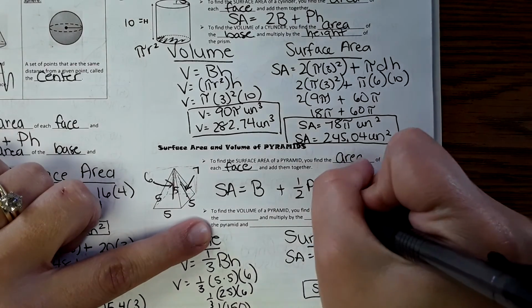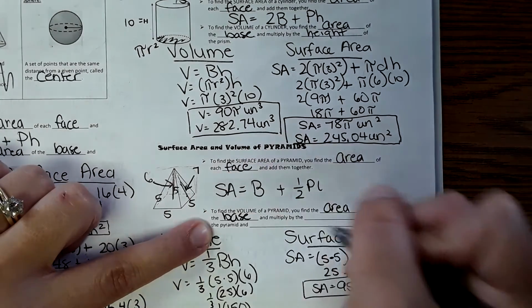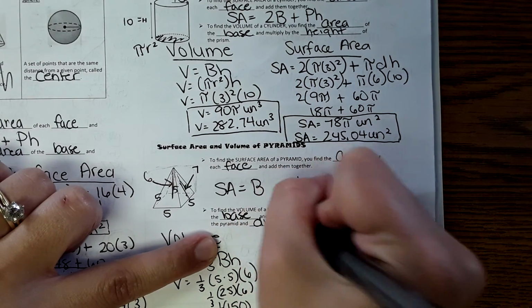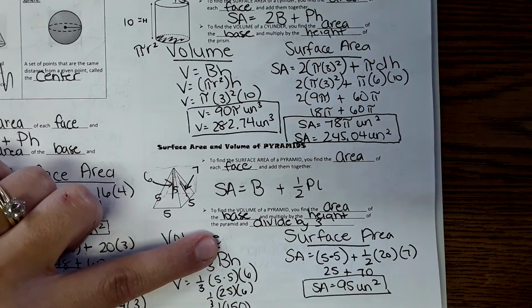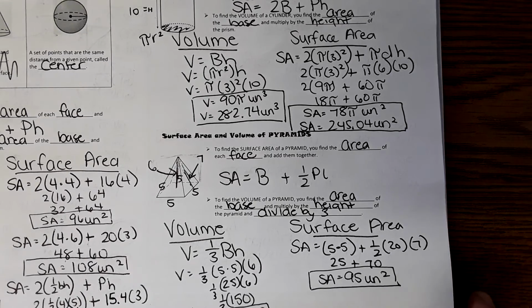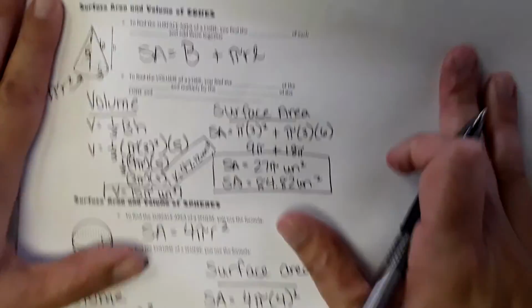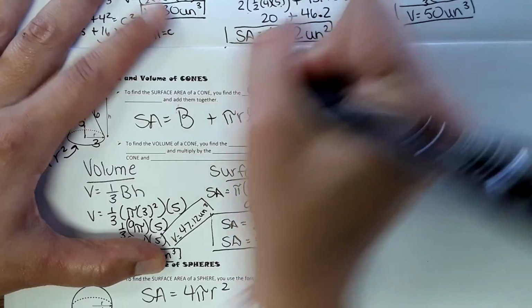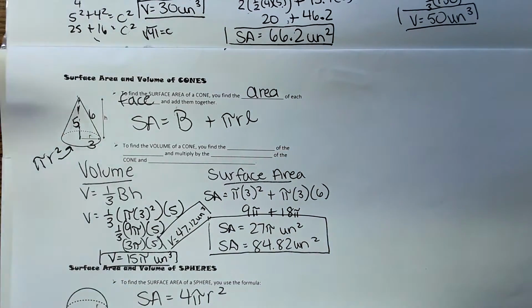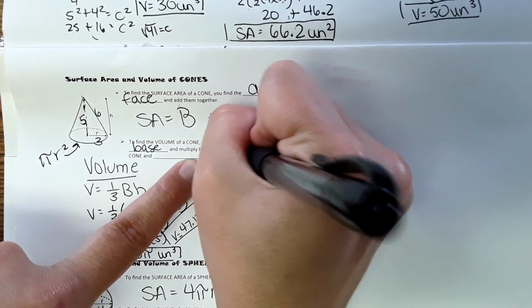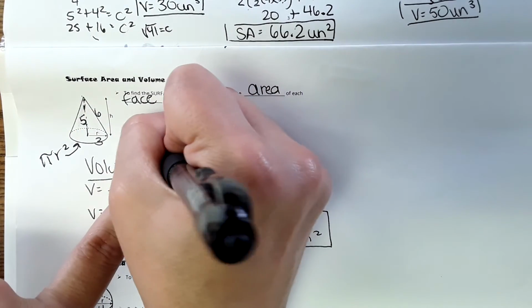To find the volume, find the area of the base, multiply by the height of the pyramid, and divide by 3. Or multiply by 1/3, however you want to put it. And then down at the bottom here, to find the surface area of a cone, you find the area of each base and add them together. To find the volume of a cone, you find the area of the base and multiply by the height of the cone and divide by 3.